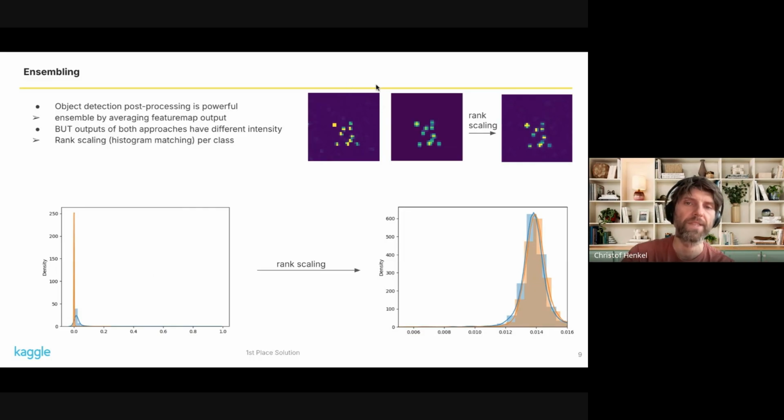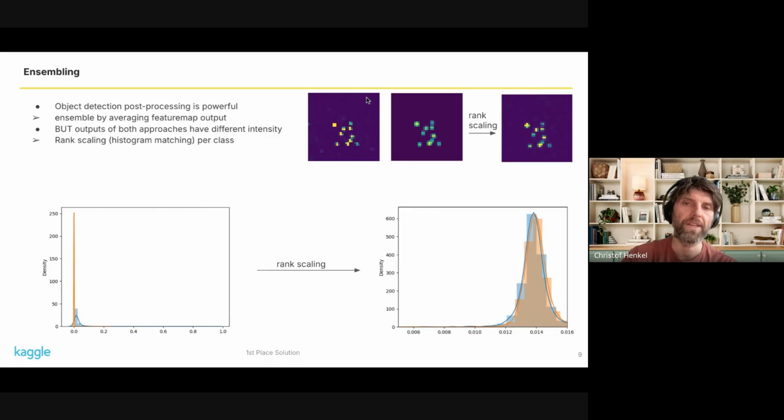Showing this zoomed in on an actual example, the left one is predictions from Eugene's approach. The middle one is predictions from my approach. And you can see that the localization of the objects and particles is really consistent, but the intensity is quite different. So Eugene has way higher intensity values. So I experimented a lot with how we can make both heat maps and predictions consistent and align them.